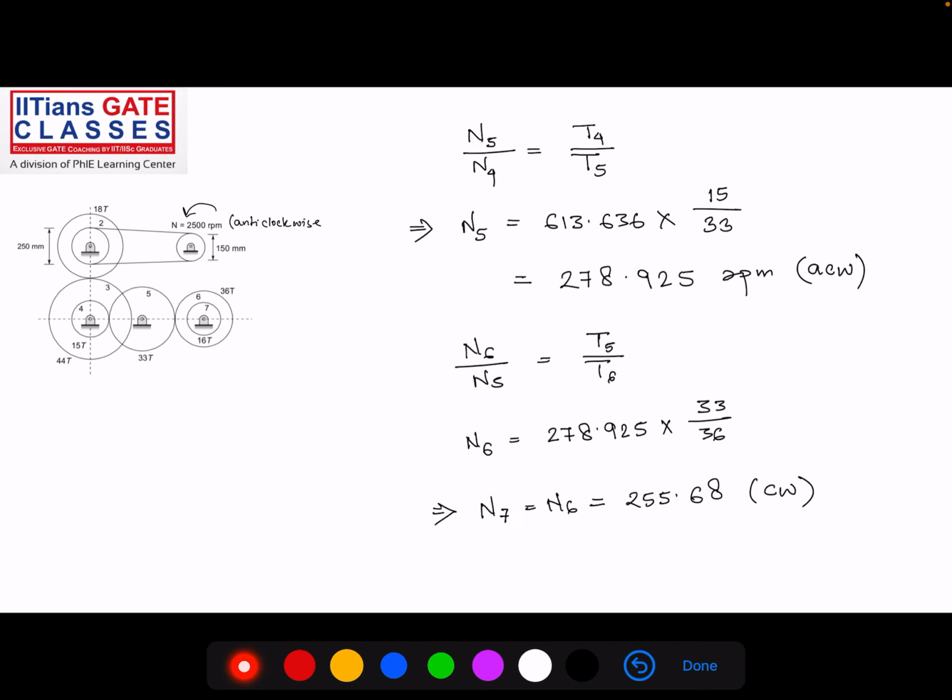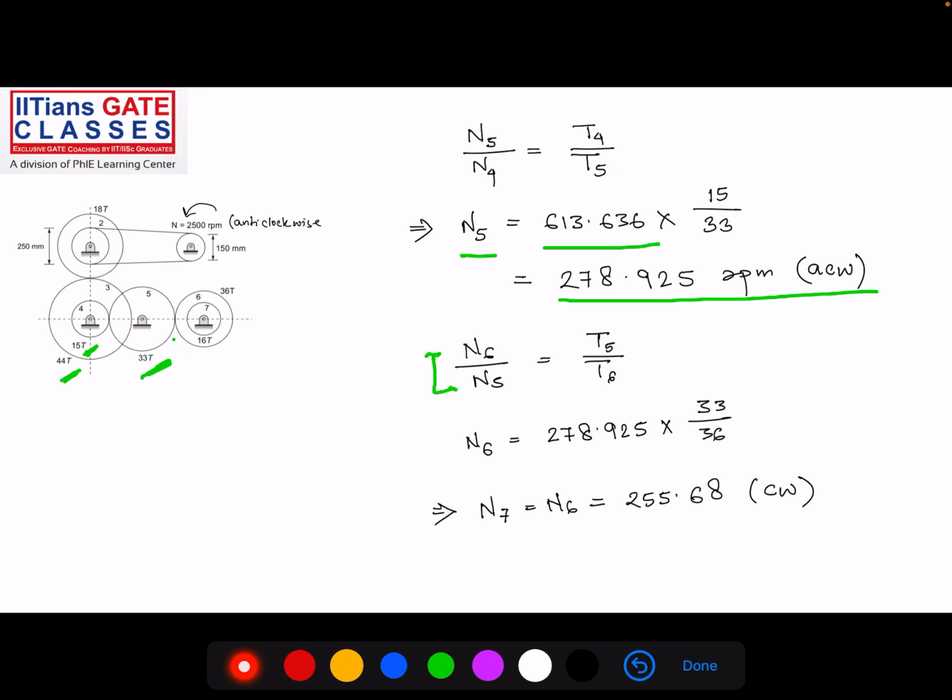Then you can proceed to find the speed N5. N5 by N4 is equal to T4 by T5. So N5 is 613 into 15 by 33. The number of teeth on 5 is 33, and the number of teeth on 4 is 15. So it becomes 278.925 RPM, anti-clockwise. Again the direction reverses.